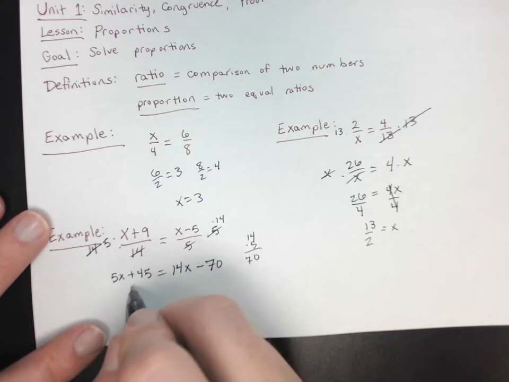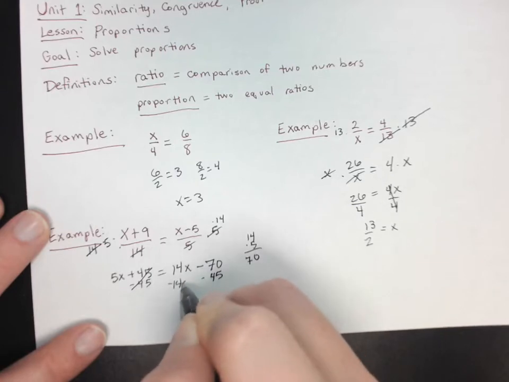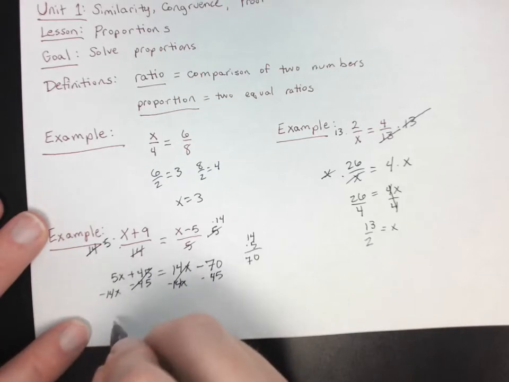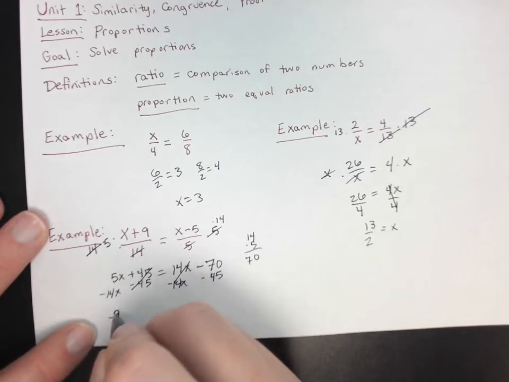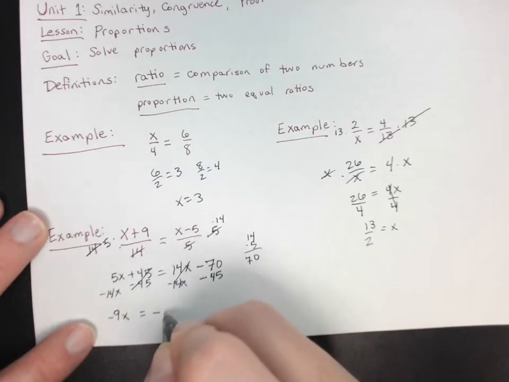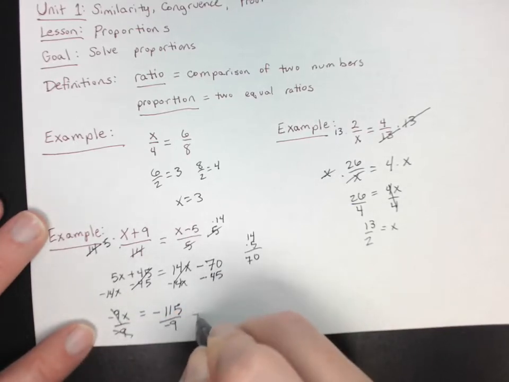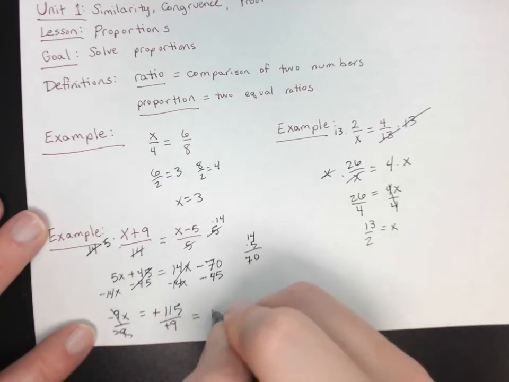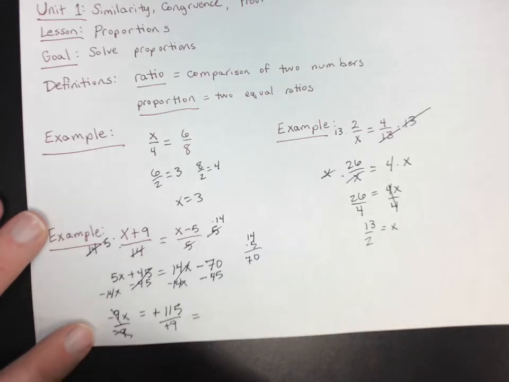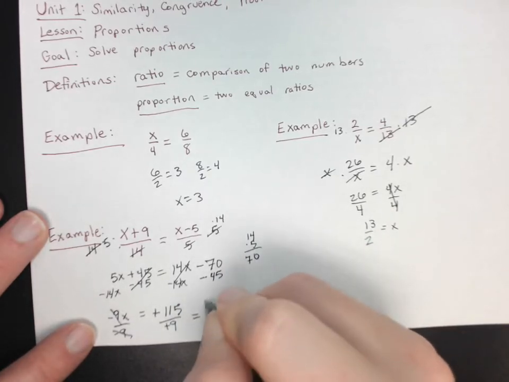Now let's put our like terms together. So let's take this over here. Let's take this over here. Should have gone the other direction so I'd have positives, but that's okay. Negative 14x and 5x would make negative 9x. Negative 70 and negative 45 would make negative 115 divided by negative 9. And we can simplify that a little bit. Our negatives will cancel out. I'm going to have to stop right there, actually. 115 over 9 is the best I can do. That's okay to leave it as a fraction, though.